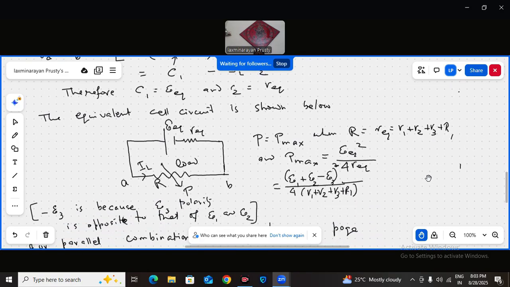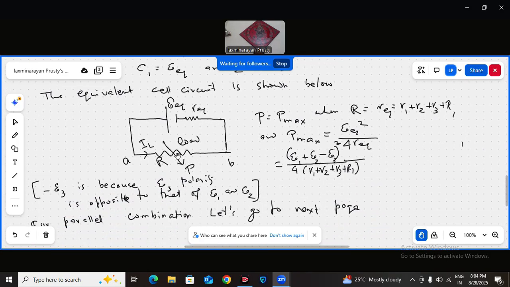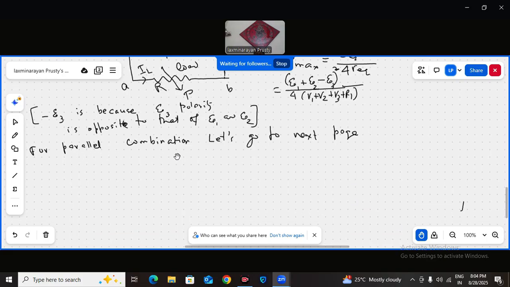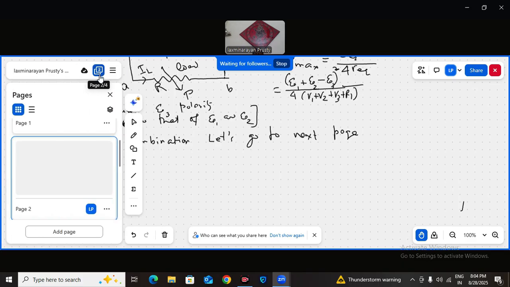That is very simple. This is one of the very easy ways to find the maximum power output to the load. This I took as a series. Now, going for the parallel combination, we'll go to the next slide, next page.